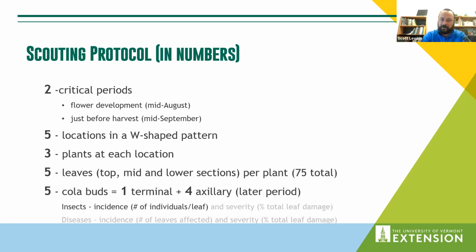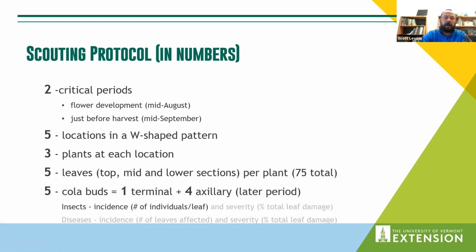So we went out roughly mid-August, depending upon where. And then also another crucial period is just before harvest, again, depending upon what variety and where they were located. We're talking mid-September to the beginning of October.